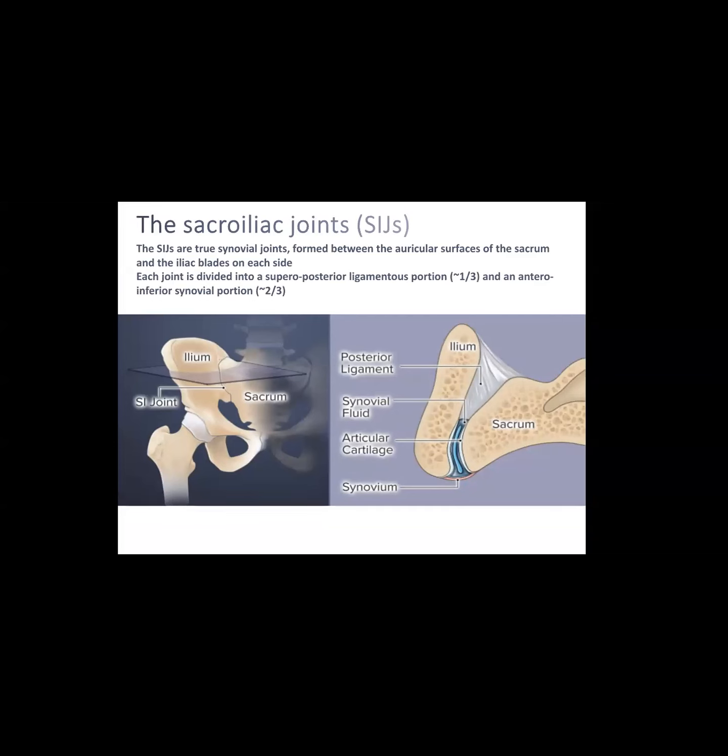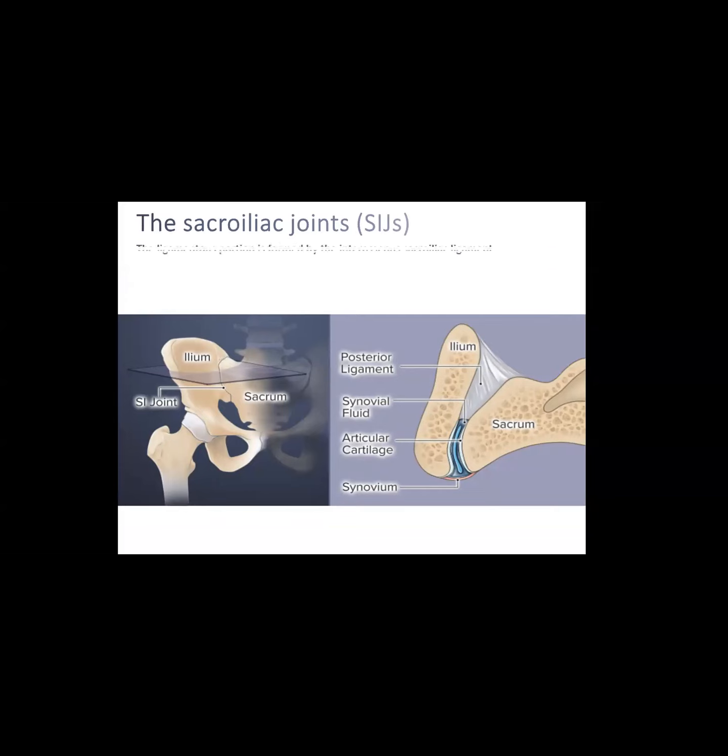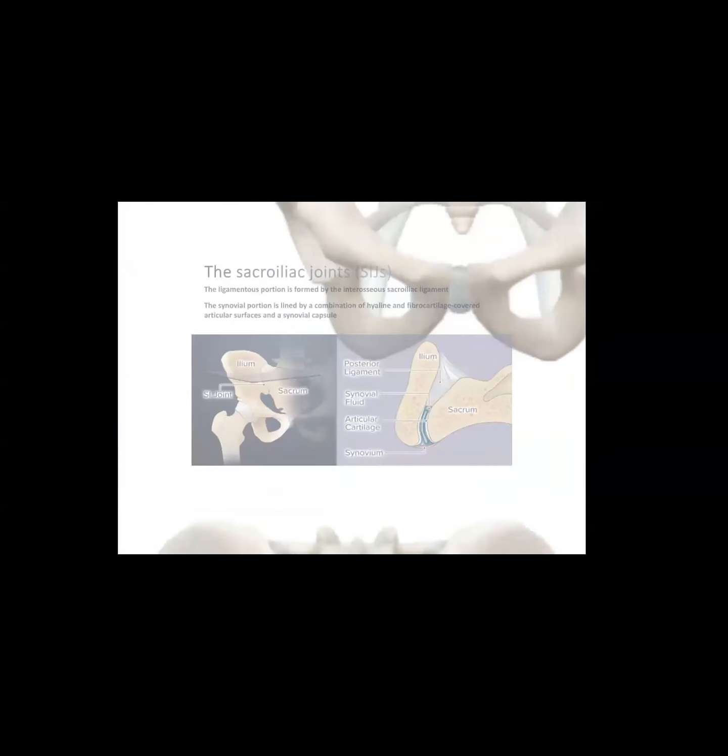The sacroiliac joints are two synovial joints formed between the articular surfaces of the sacrum and the iliac blades on each side. Each joint is divided into a superior posterior ligamentous portion and an anterior inferior synovial portion. The ligamentous portion is formed by the interosseous sacroiliac ligament. The synovial portion is lined by a combination of hyaline and fibrocartilage covering the articular surfaces, and a synovial capsule.